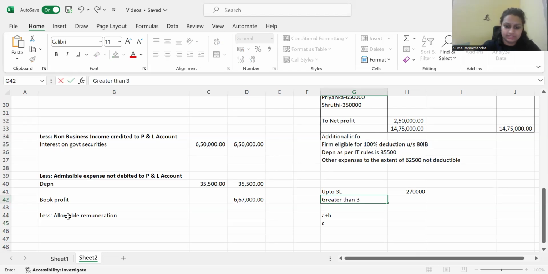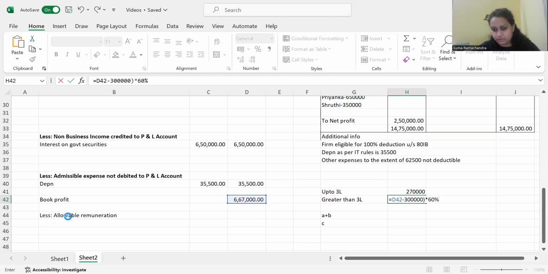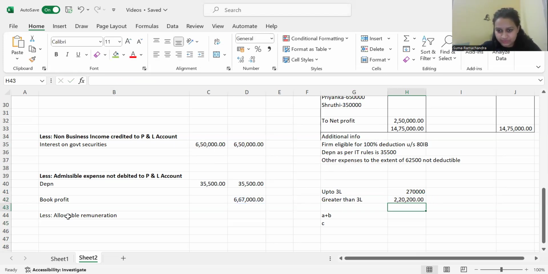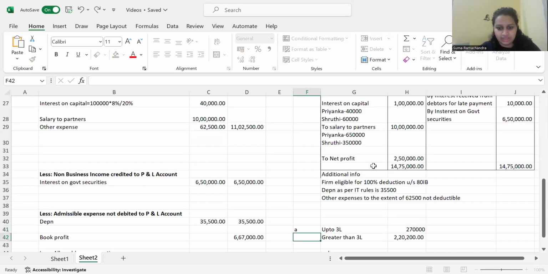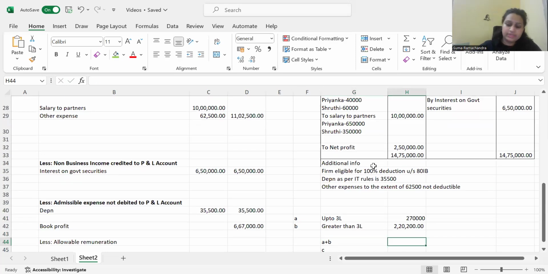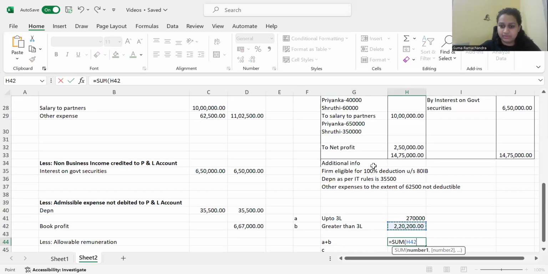Then, greater than 3 lakh. But greater than 3 lakh, what will I do? 6,67,000 is my total book profit minus 3 lakh rupees. For that minus 3 lakh rupees, whatever amount I get, I'm going to take 60%. This is the formula that's already given. Now, once I do this, whatever value I get, this is going to be A and B. This is A and this is B.